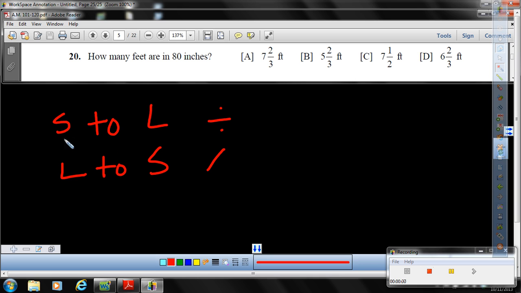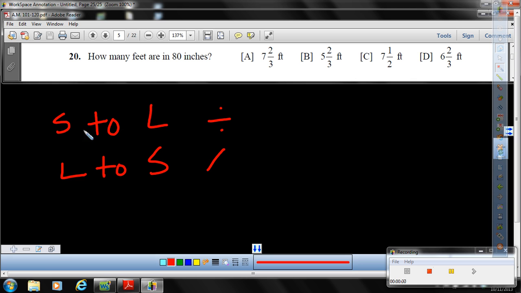So for example, if we're going from inches into feet, inches are smaller than feet. Or if we're going from feet into yards, feet are smaller than yards, and vice versa. If we're changing yards into feet, we multiply. Yards would be bigger than feet. Alright. In example 20 it says, how many feet are in 80 inches?